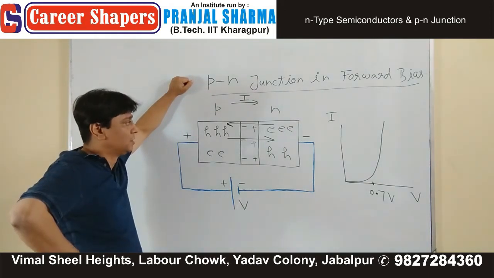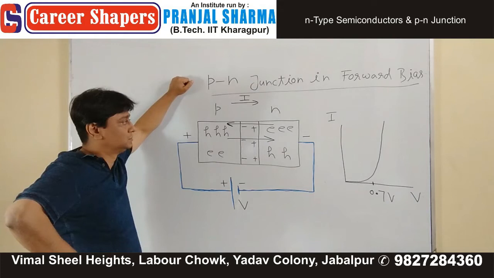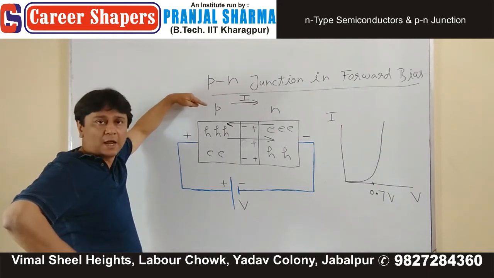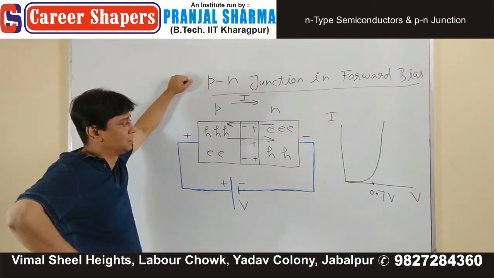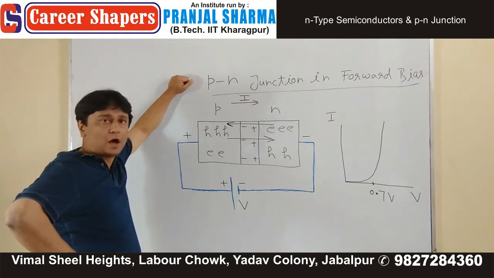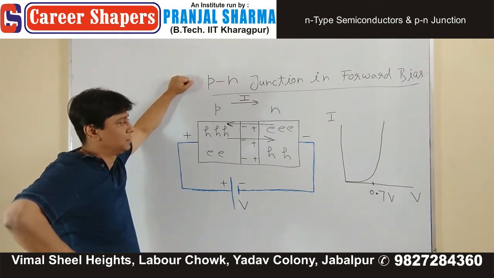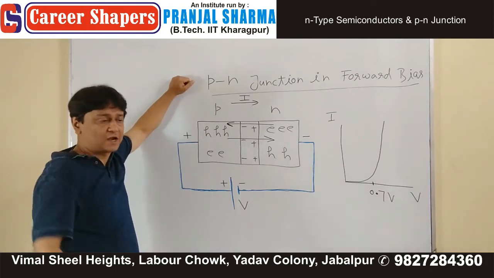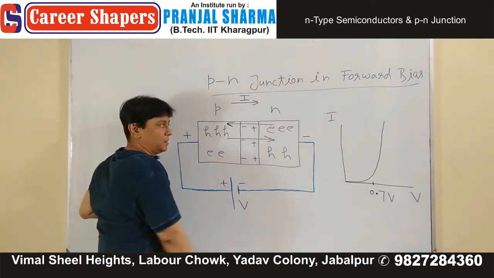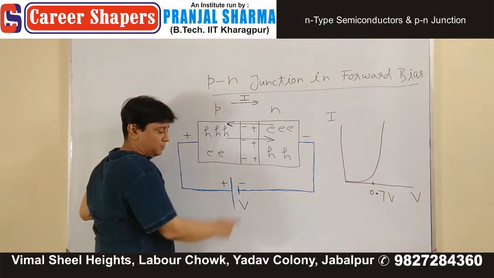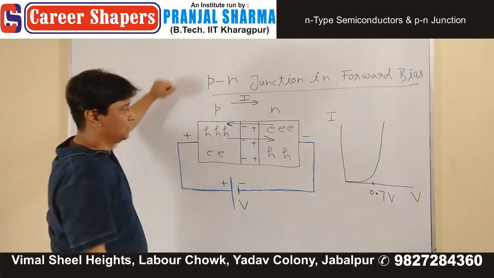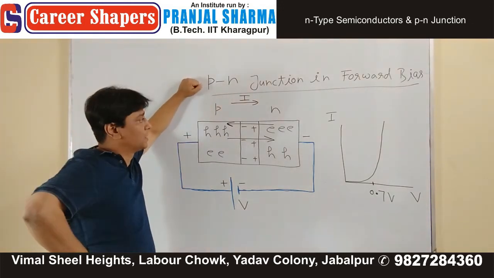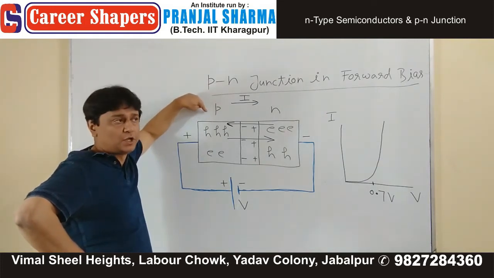Similarly, majority charge carriers, free electrons in N region now have sufficient energy, inside the bracket, because of the negative terminal of the battery, and therefore can move and enter into the P region.